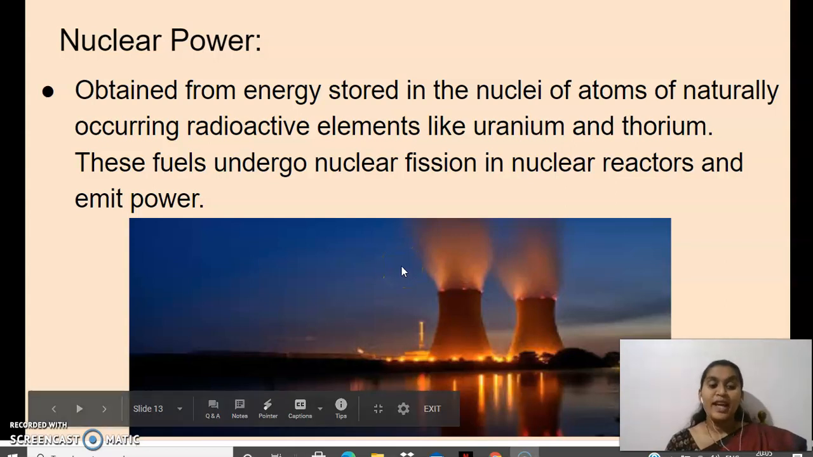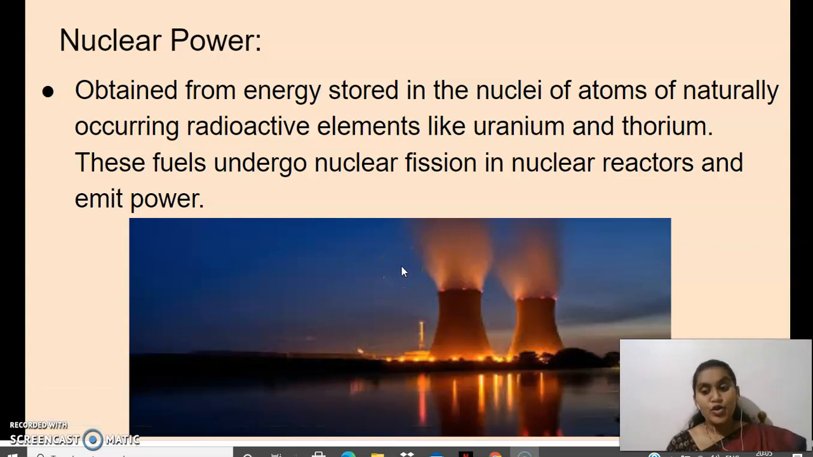Yes, children. So finally, we understood about nuclear power, how we'll be obtaining it. Hope you guys understood, right? This is obtained from energy stored in the nuclei of the atoms of naturally occurring radioactive elements. Which are those elements? Uranium and thorium. These fuels undergo nuclear fission in a nuclear reactor and it emits the power.